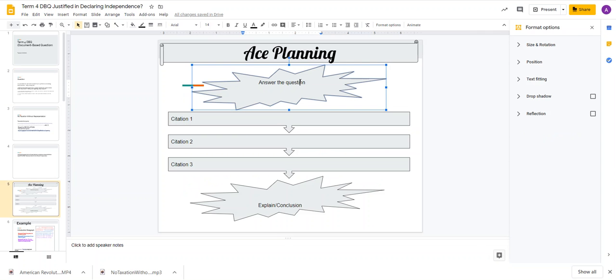If you click in this box right here, you can just delete the answer to the question, and you can write yes or no, but I'm going to model the yes. They were justified. Okay, there's my answer. Now, where it says citation 1, you're going to give me a reason, and then you're going to give me the quote.